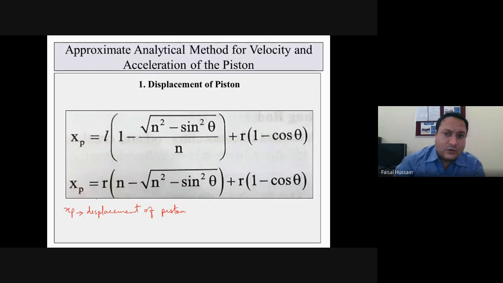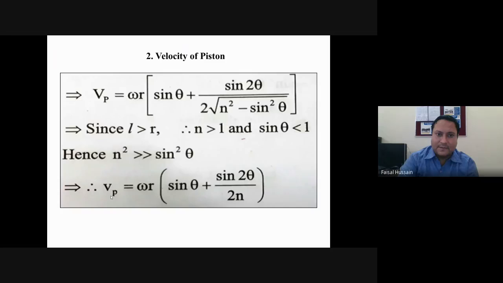Now there are two equations here: displacement of piston in terms of L, where L is the length of the connecting rod, and displacement of piston in terms of R. These are the two equations. Xp equals L in the bracket 1 minus root of n square minus sine square theta upon n, plus R into 1 minus cos theta, and similarly the next equation. So this is the equation for acceleration.